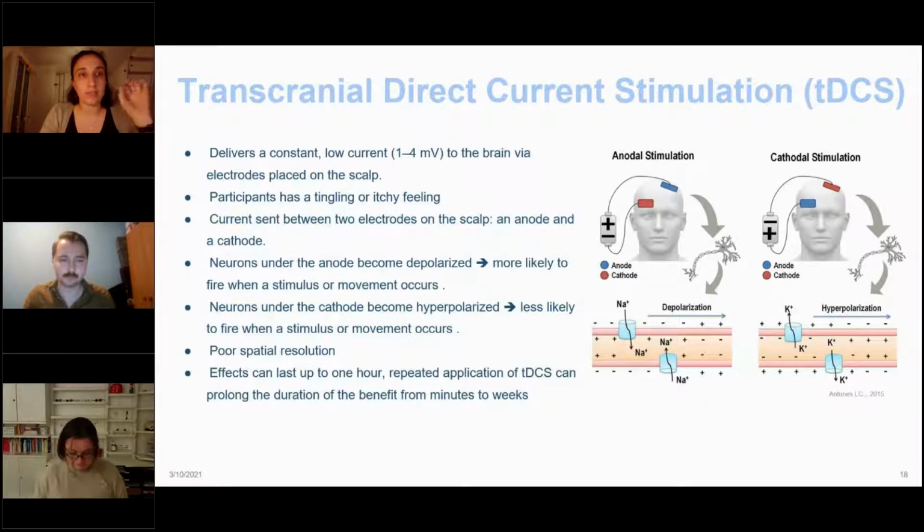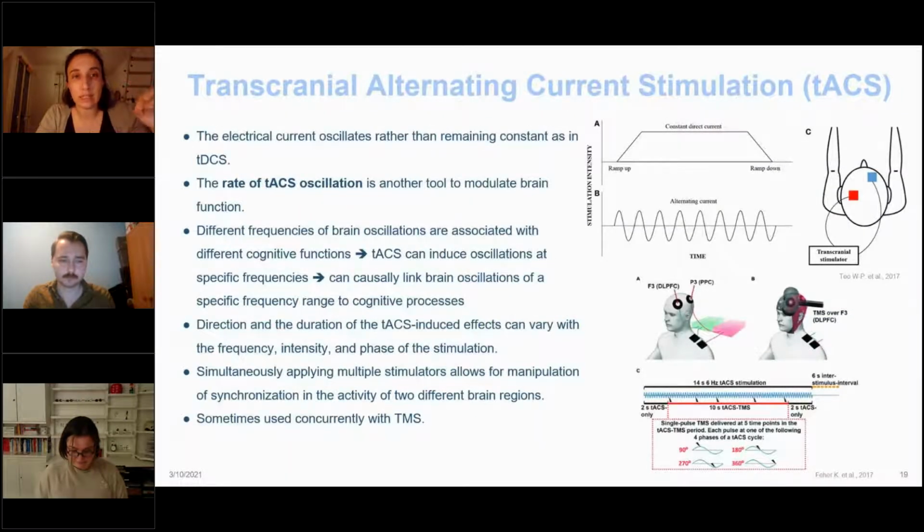And very similar to transcranial direct current stimulation is the transcranial alternating current stimulation, which is basically the same idea, but this time the current is not constant like here in tDCS, it is alternating. It oscillates, and this rate of oscillation is another tool that we can use to modulate the brain function. Because as we saw earlier, different frequencies of brain oscillations, brain waves, are associated with different cognitive functions.